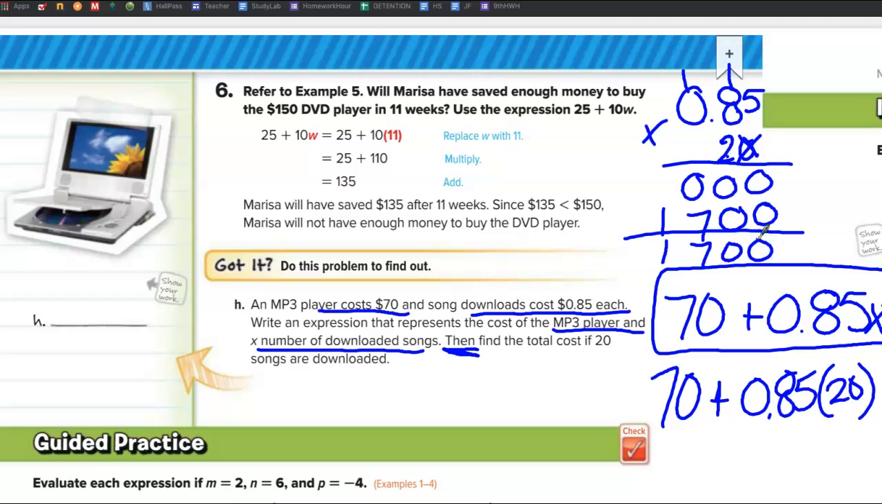But does it make sense to pay $1,700 for 20 songs? No. So how many times did I move my decimal? Twice. So it's only $17. I moved it twice, so I have to move it twice at the end. So for 85 cents times 20, I got $17. That makes it a little more reasonable. Okay? When I add them together, how much does my MP3 player plus my songs cost? $87.